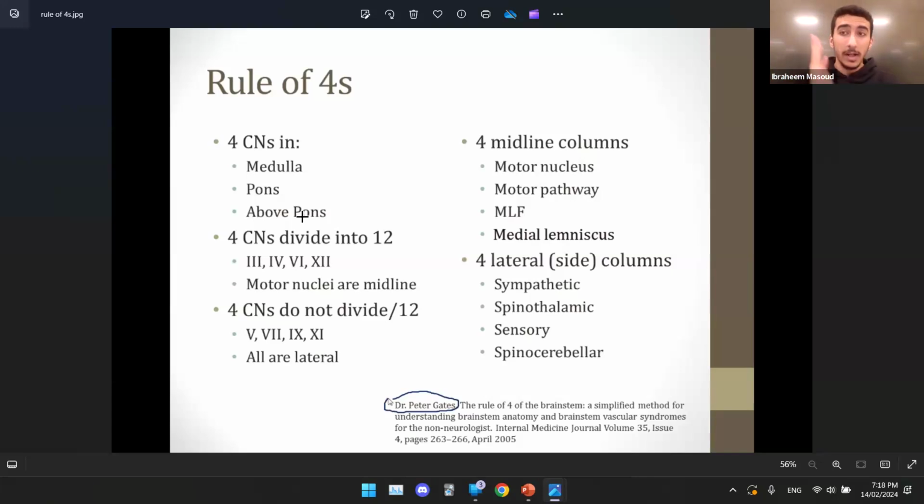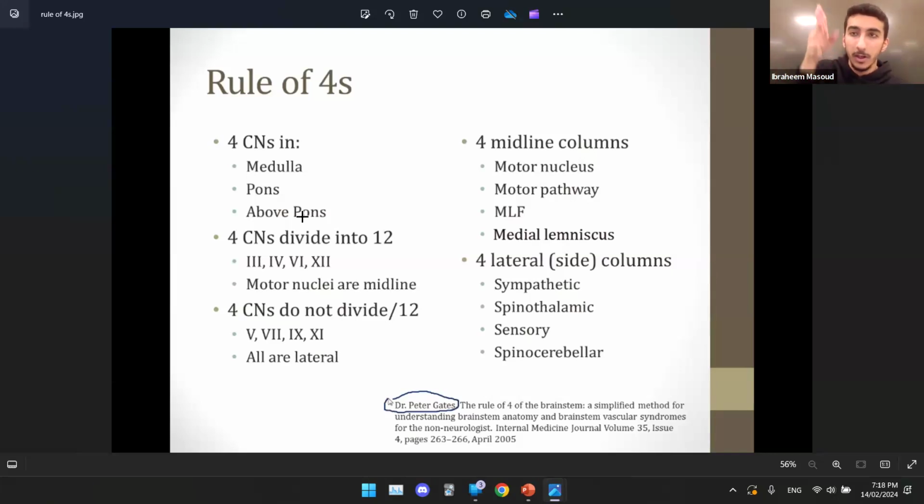Now, with 4 cranial nerves per group, you can divide 12 by them. So 12 divided by 3 is 4, right? 12 divided by 12, by 6, by 4, by 3, you will get a whole number without the decimal and the stuff. So these 4 nuclei, what about them? What's so special about them?